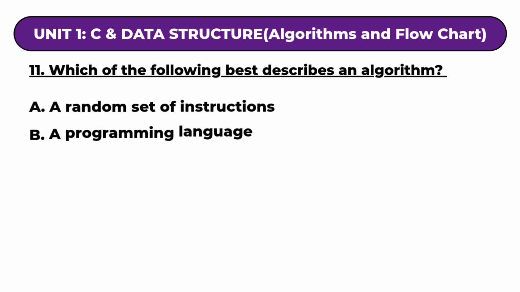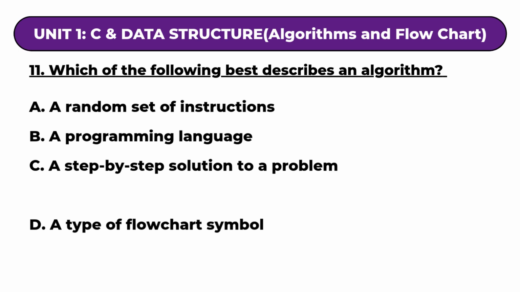Which of the following best describes an algorithm? A, a random set of instructions. B, a programming language. C, a step-by-step solution to a problem. D, a type of flowchart symbol. Correct answer? C, a step-by-step solution to a problem.